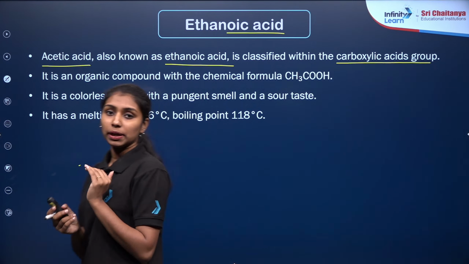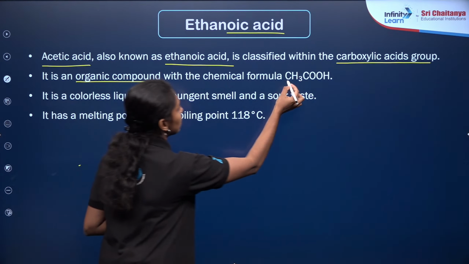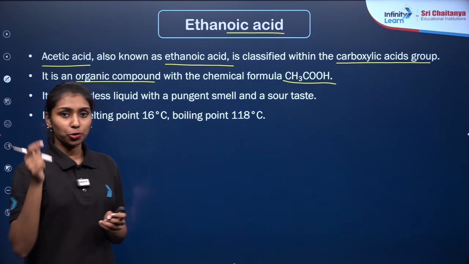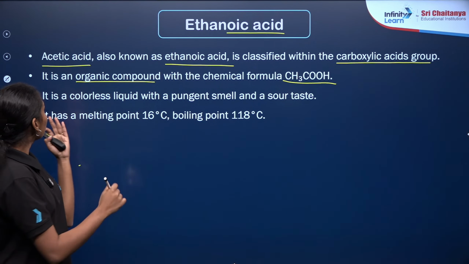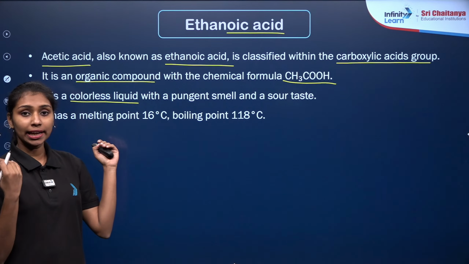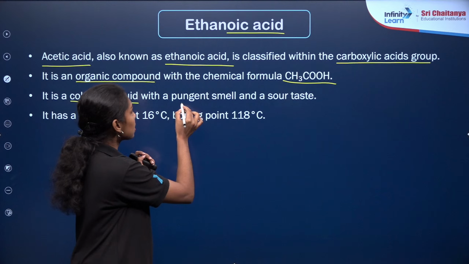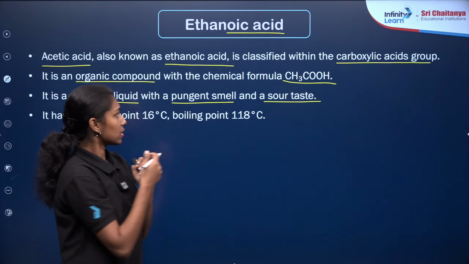Then what about the properties? It contains the CH₃COOH group. This COOH group is known as the carboxylic acid part, right? Then what about the property? Again, it is a colorless liquid, the same as ethanol, right? Then it has a pungent smell and a sour taste, pungent smell and a sour taste, right?